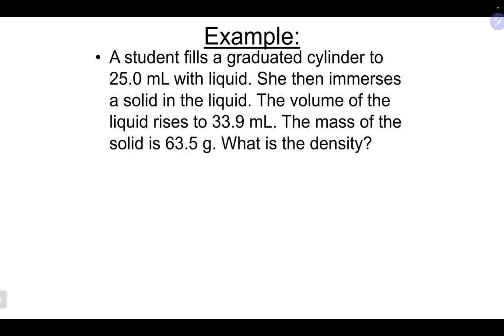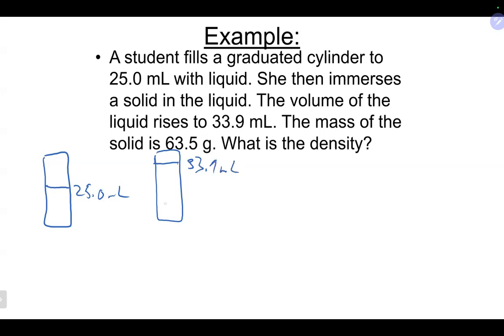Okay, let's take a look. So this is the exact situation we were just talking about. We basically got 25 milliliters of our liquid. We're going to throw a solid in there, and our volume then rises to 33.9 milliliters with our solid in there. We want to calculate the density, which is mass divided by volume. We do have the mass given to us, but we have to find the volume by displacement here. So we're going to take our final minus our initial here.